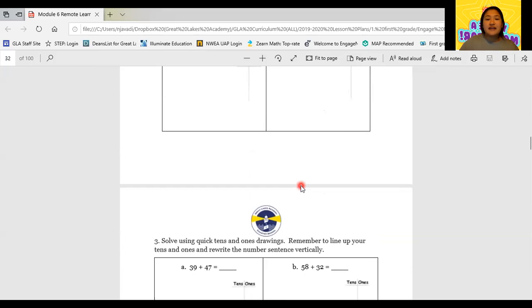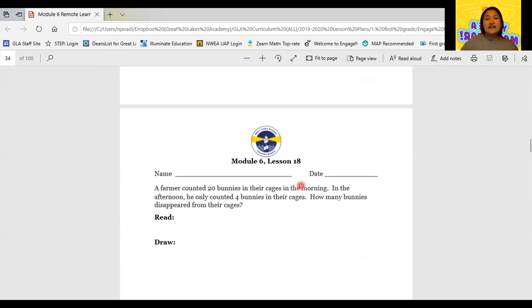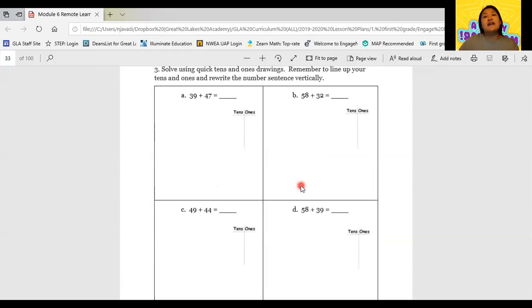Make sure you complete every single problem in your independent practice. It is very important that you're practicing as much as you can with these double-digit addition problems, and also with the vertical addition.